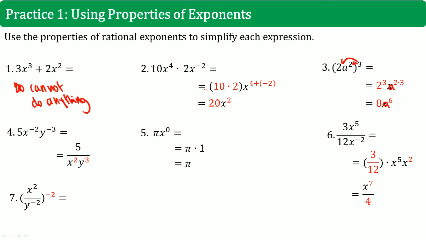Number 7. We saw that we have to distribute the negative 2 to both terms. So that's what I did here. I multiplied to the top and the bottom. But we saw that 2 times negative 2, which is x to the negative 4, and on bottom, it becomes y to the negative 4. We don't like the negative, so we flip them. So y to the negative 4 was on bottom. It went to the top as y to the 4th. X to the negative 4 was on top. Now it goes to the bottom as x to the 4.